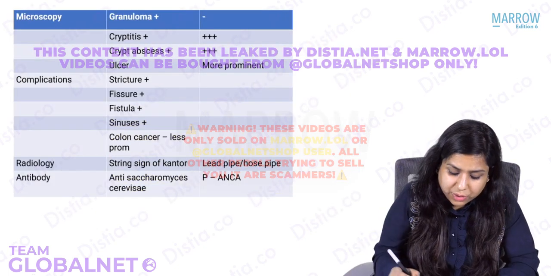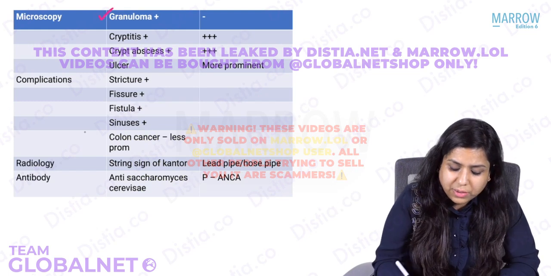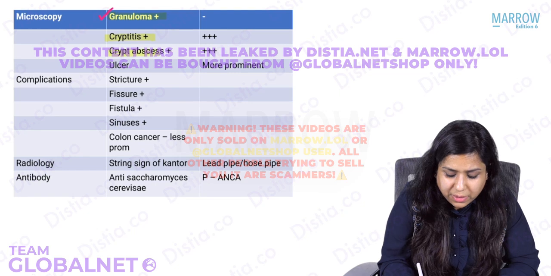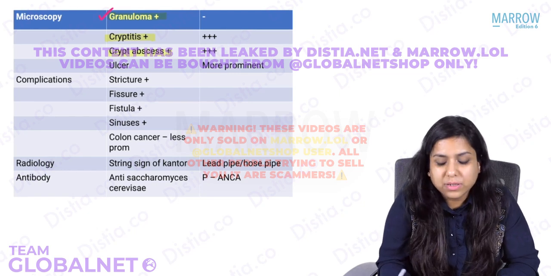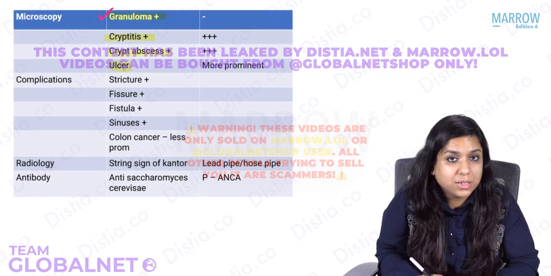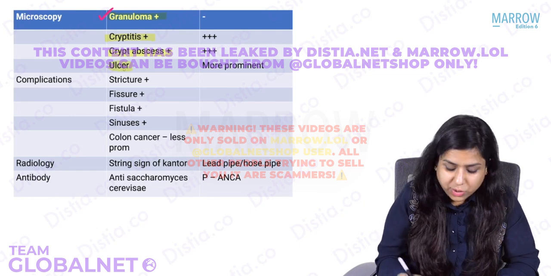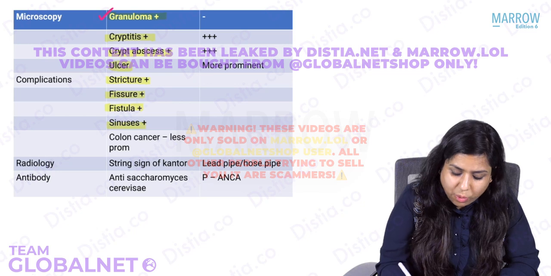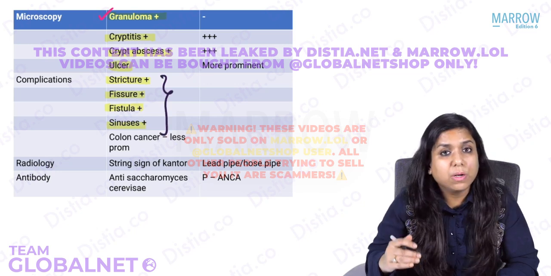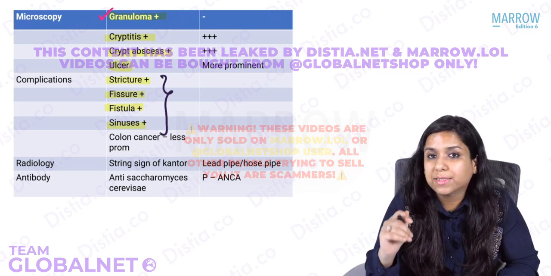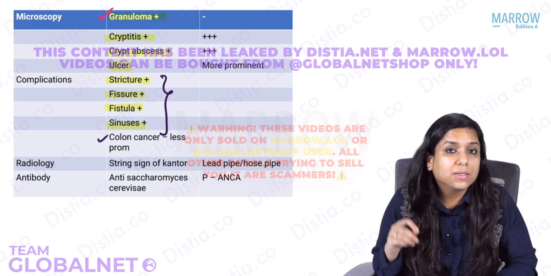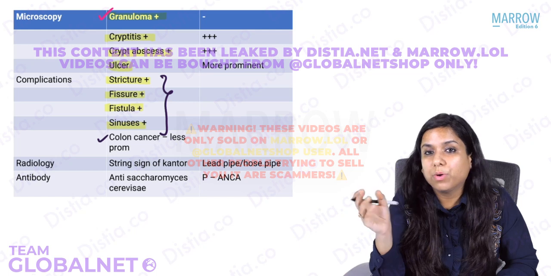Correct? Next. Granuloma is present in Crohn's disease, absent in ulcerative colitis. Cryptitis and cryptabscesses are much more prominent in ulcerative colitis along with the ulcer. Because of these reasons, the stricture, fissure, fistula, sinuses, all these complications are much more common in Crohn's disease as compared to ulcerative colitis. Now, last point says colon cancer is less prominent with Crohn's disease and more prominent with ulcerative.